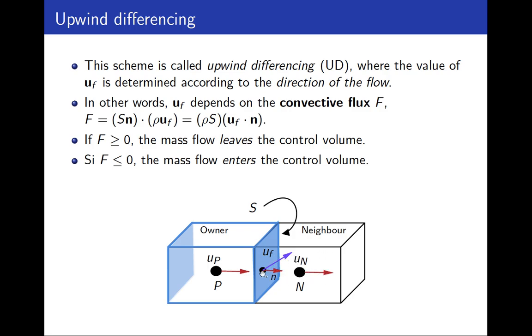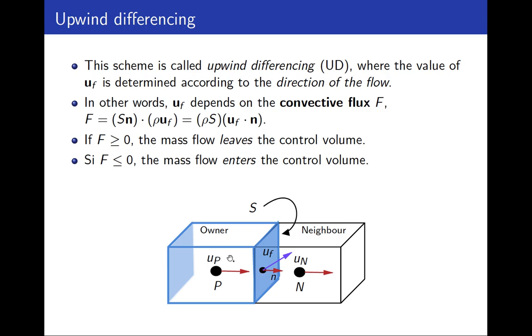Here, remember, we want to evaluate the velocity at the cell faces. We need the normal unit vector, and the vector UF is not necessarily in the same direction as the vector N, so that's why it is drawn with a different color. And remember, this face has a surface. We use this notation, the owner, because if this quantity is greater than 0, that means that the mass flow will leave the control volume with centroid P.